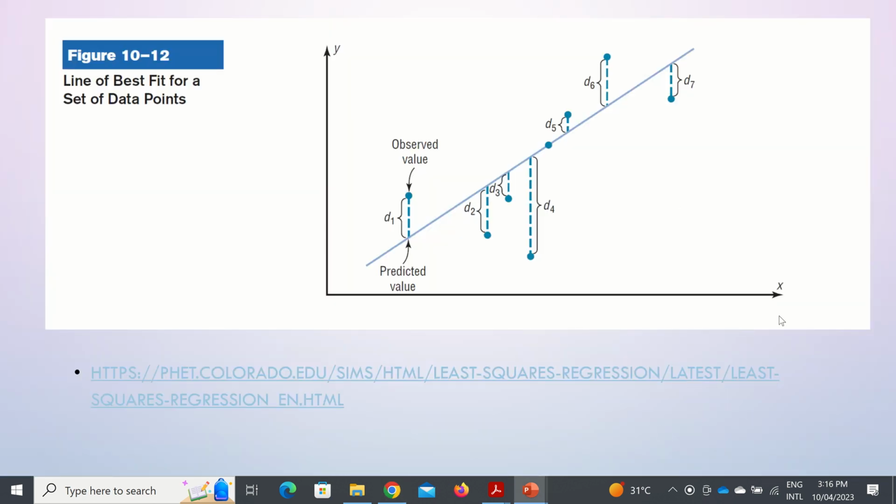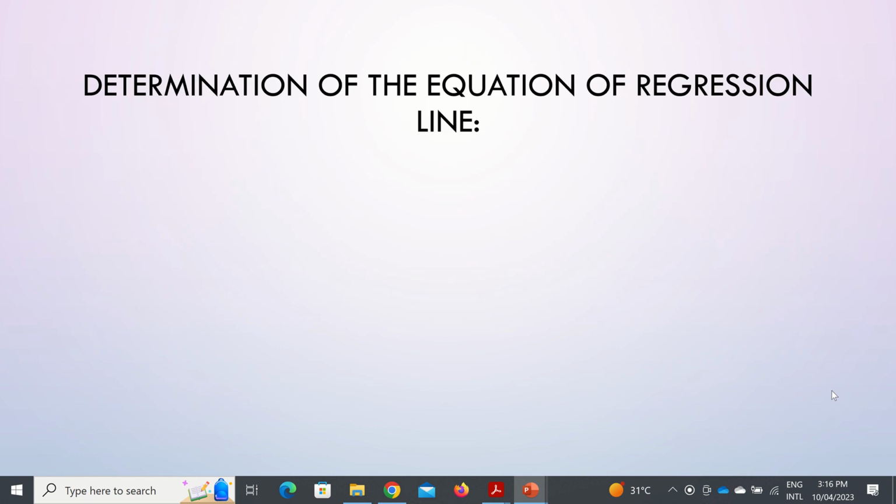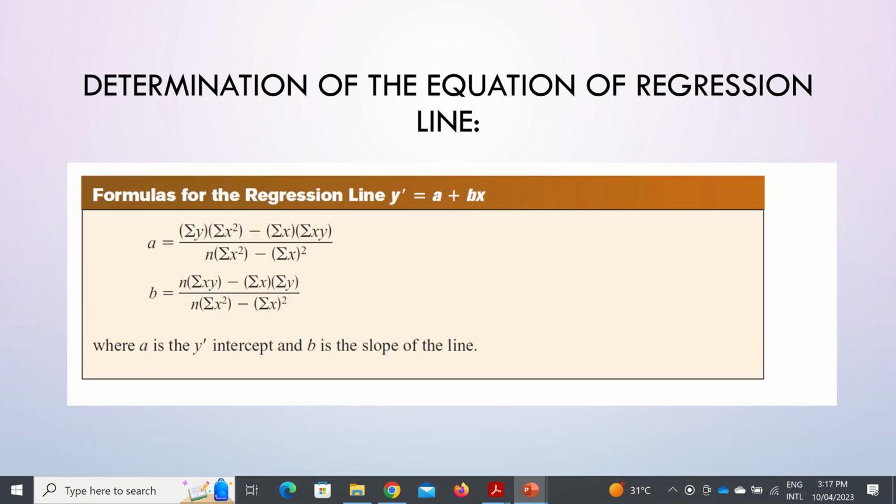Right, so let's move further, and now we talk about the determination of the equation of the regression line. That was explained geometrically. So how do we do that quantitatively? For that purpose, we are using the equation of a line. Obviously we are talking about the regression line, so this will be y dash is equal to a plus bx.